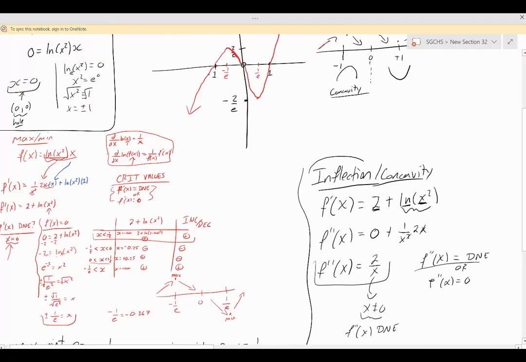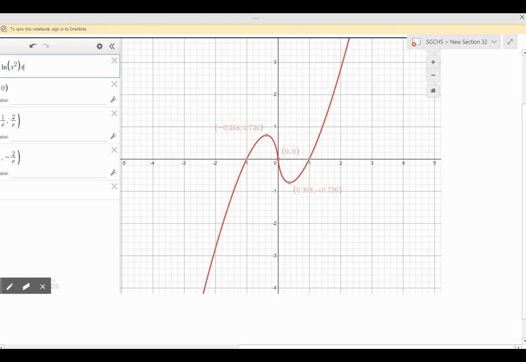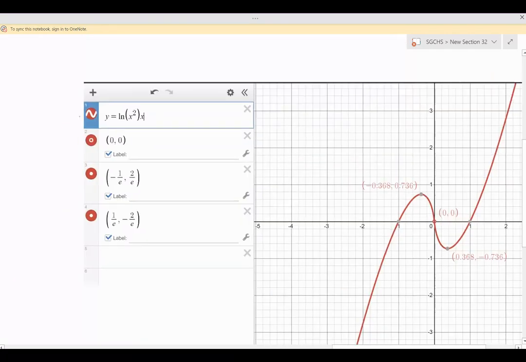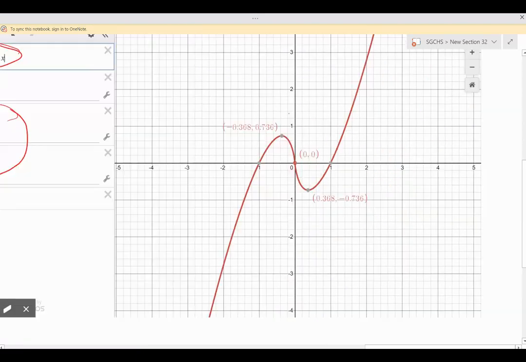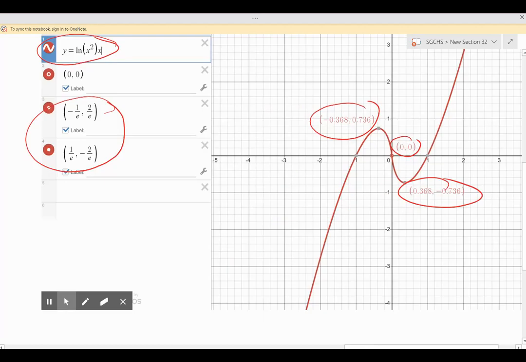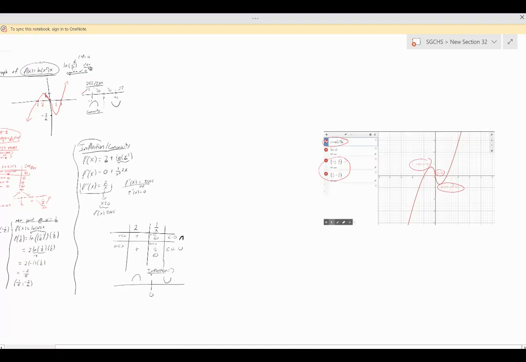If we really wanted to, we could graph this and check our solution. So I have graphed here our function, and I have plotted our 2 points, which are here and here, and then our hole. If you see, we have been able to actually graph this pretty well compared to what we did over here.